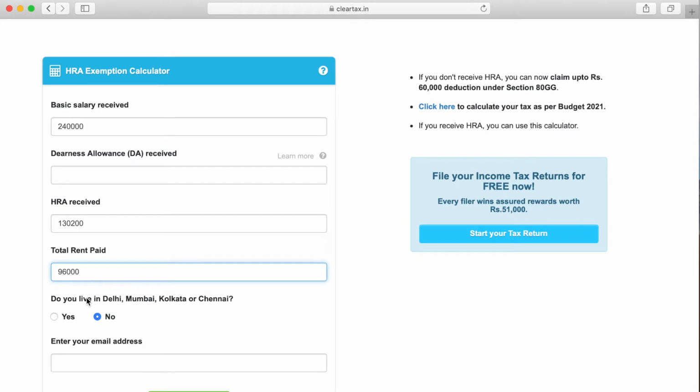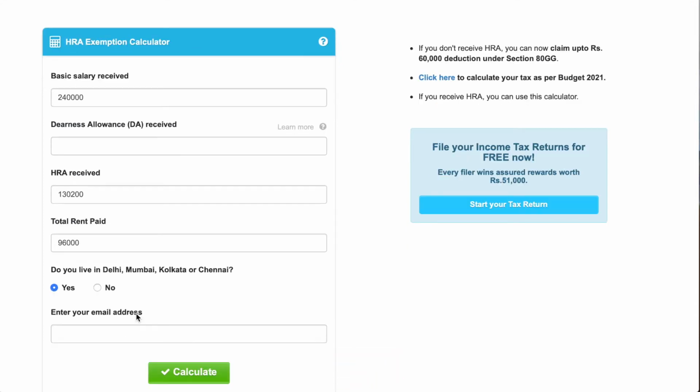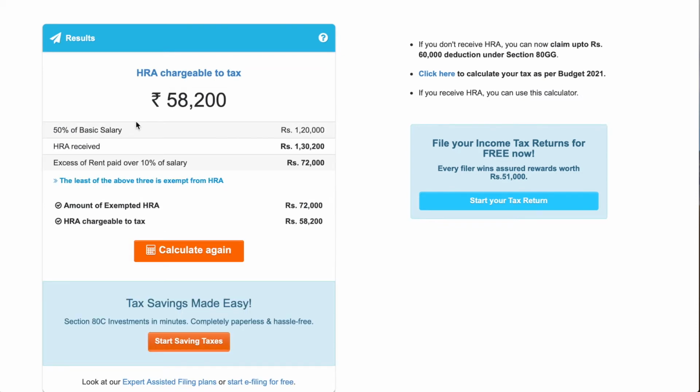After that, we need to select whether you are living in Delhi, Mumbai, Kolkata or Chennai. These cities are considered as metro cities. In case you are living in any of these cities, select yes, else you select no. In this example, I select yes, and then we need to enter the email ID, which is optional. Then click on calculate. It will give you the information instantly.